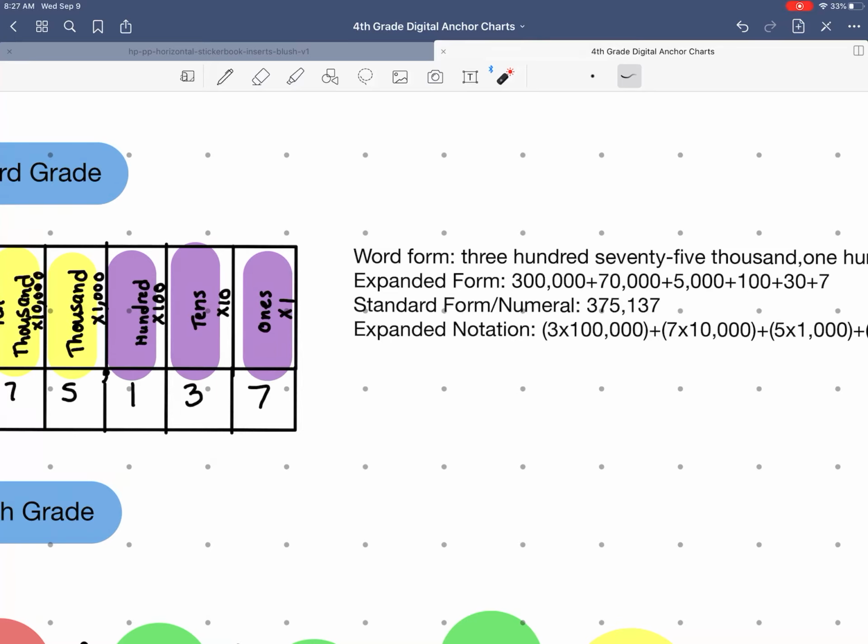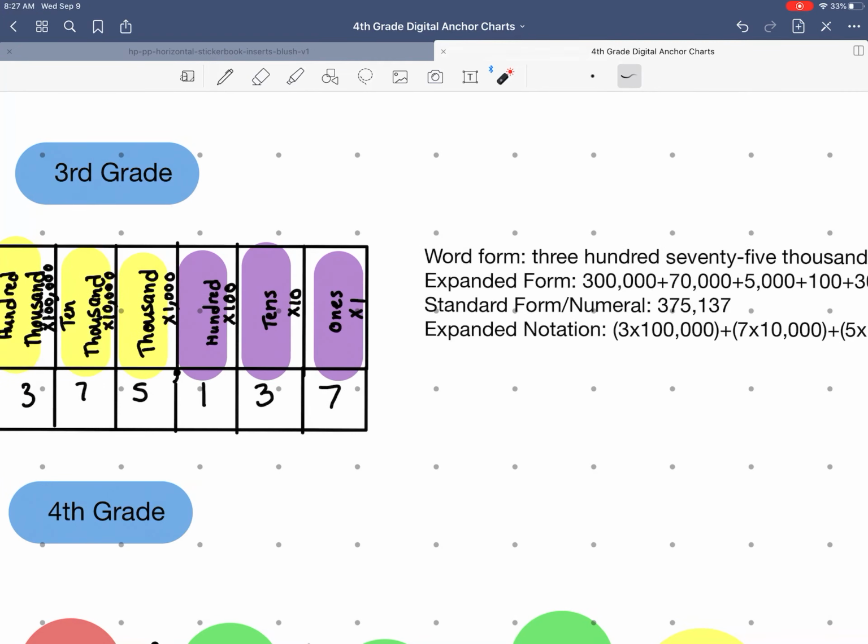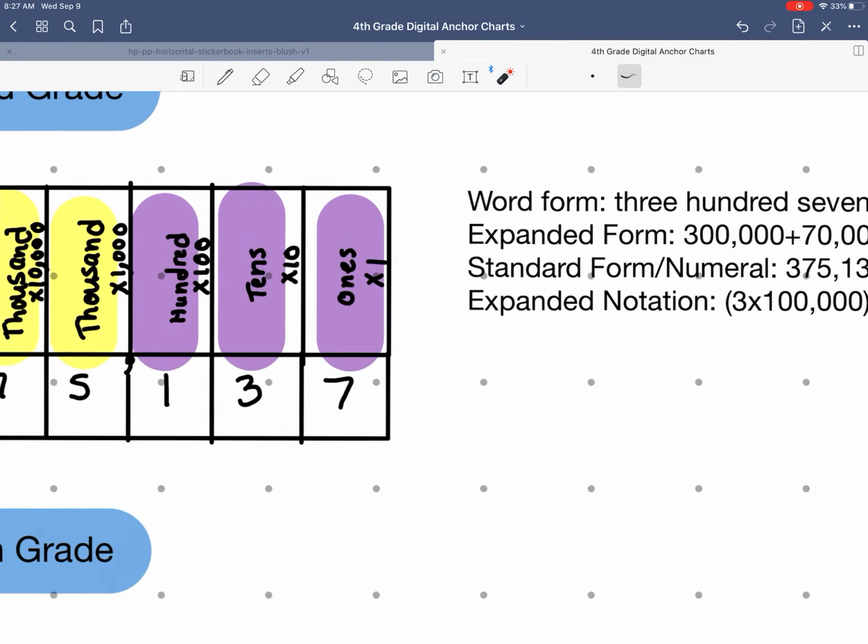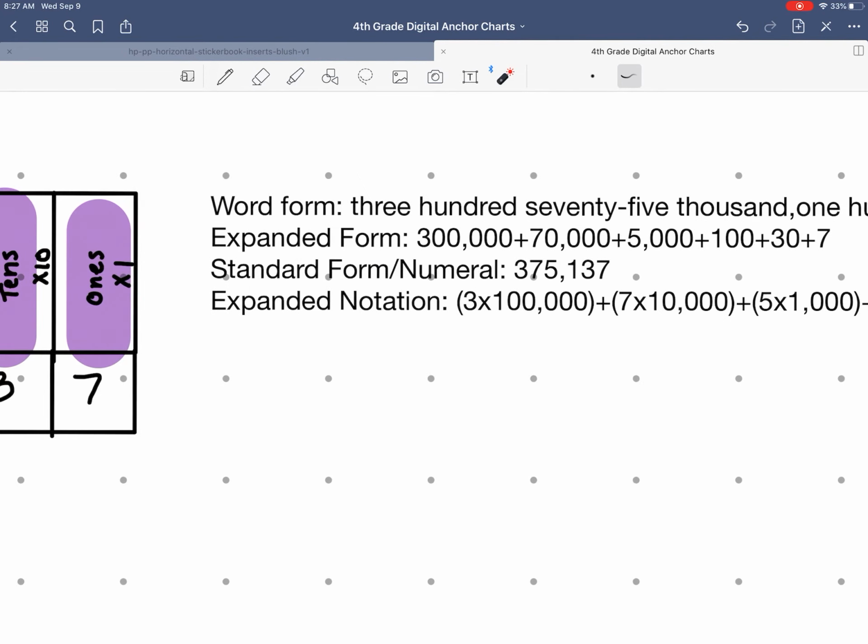Now let's look at the next one. Standard form, or numeral, sometimes called. So all they want is the digits, like 1, 2, 3, 4, 5, 6, 7, 8, 9, and 0. Now, digits, so we need to know how to write it. So if you're not sure, you always can write your place value card. Now, let's go back to the last one that you started learning in third grade, expanded notation.